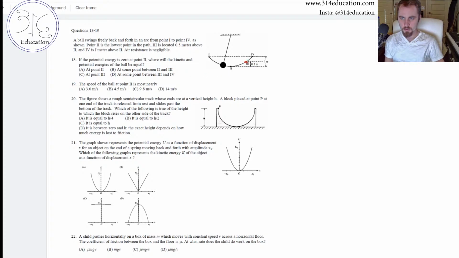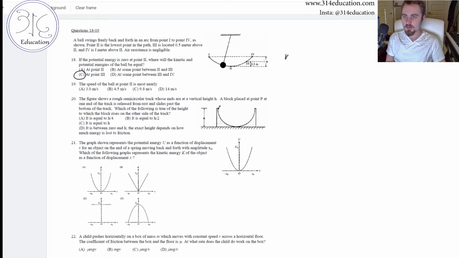So that would be at point 3 here, right? Because at point 3, we're halfway up again. So we have half of our height. If we consider the top, at 1 meter, being our full potential energy and no kinetic energy, which is what we expect, then at our halfway point half of our energy will be potential, meaning the other half has to be kinetic, meaning they have to be equal at point 3. And then the speed of the ball at point 2 is going to be most nearly what?